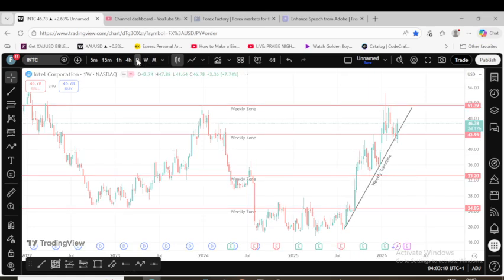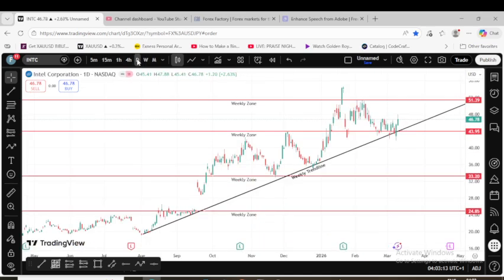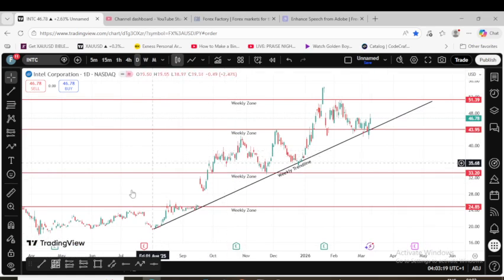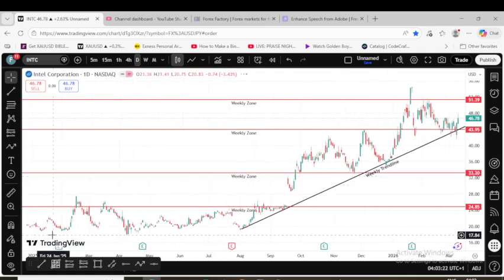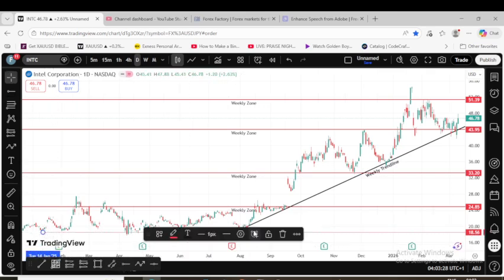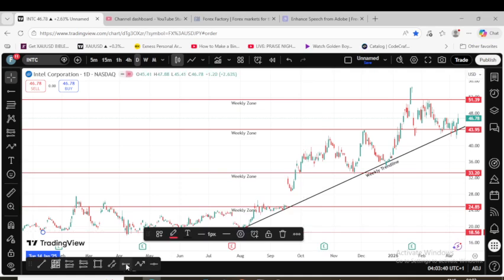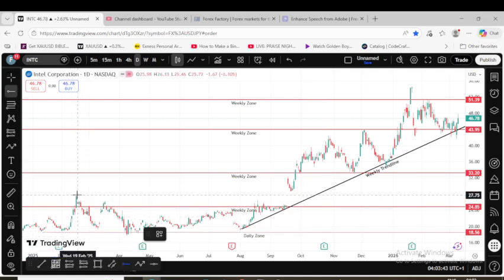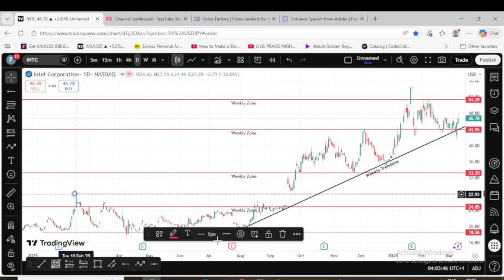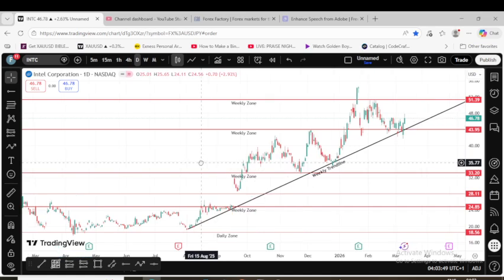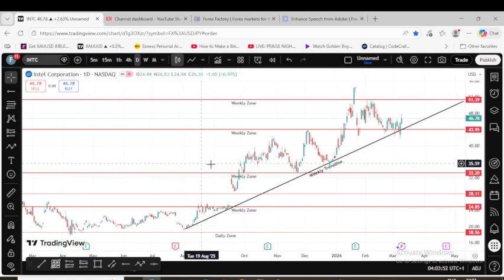Let's go down to the daily time frame and see what we have. So now on the daily time frame, we'll do what we did just now one more time. Identify our zones, identify our trend lines. So here we have a daily zone. I have another one around here.